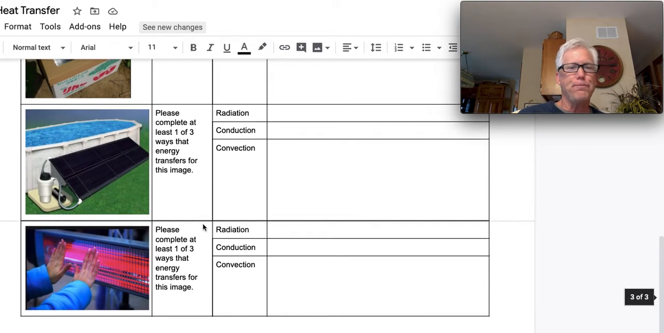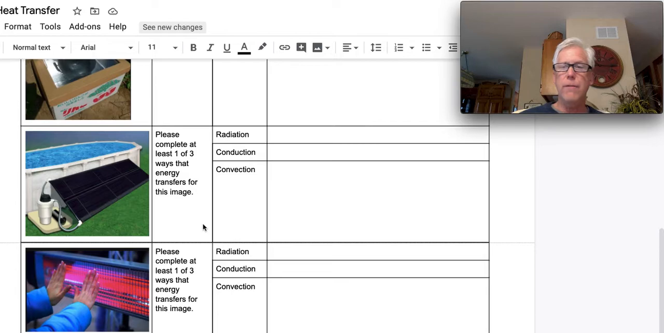Now, this one here, this is actually the system that I have at my house because I have an above ground pool, and that is a solar heater. I'll just explain how it works, but you guys have to tell me where the radiation, conduction, and/or convection is taking place. I'm circling the filter, and that little black thing on the bottom is a pump. What it does is it takes the water from the pool, pumps it through the filter to clean it, and then it goes into this solar heater.